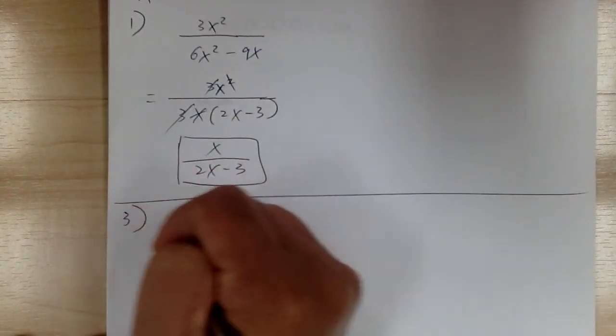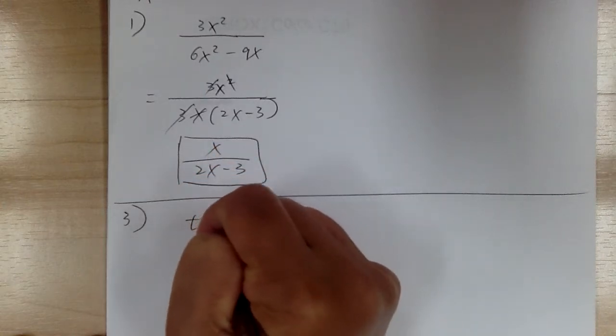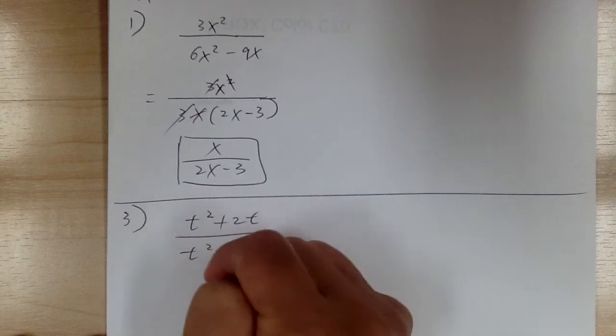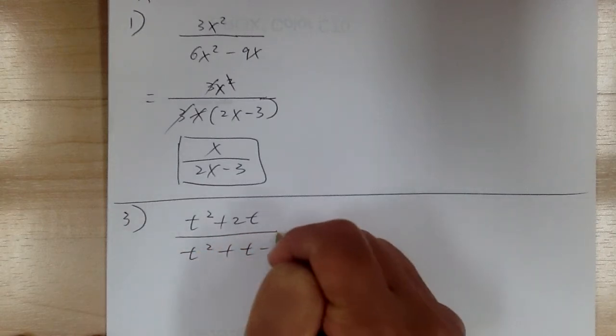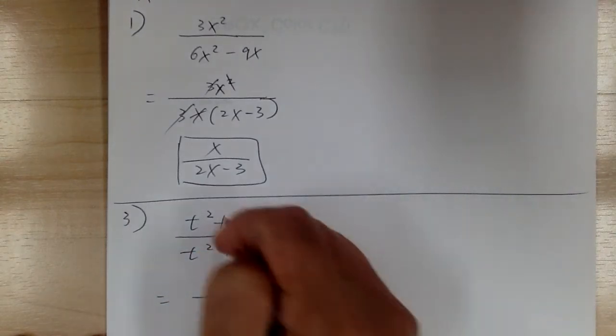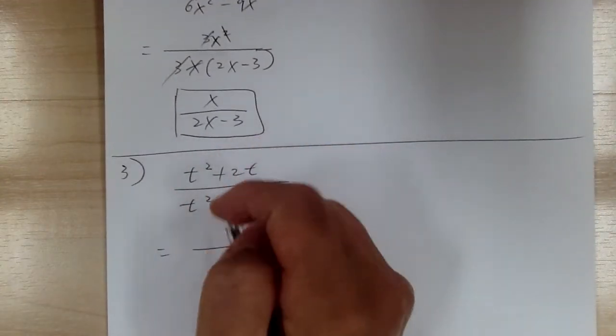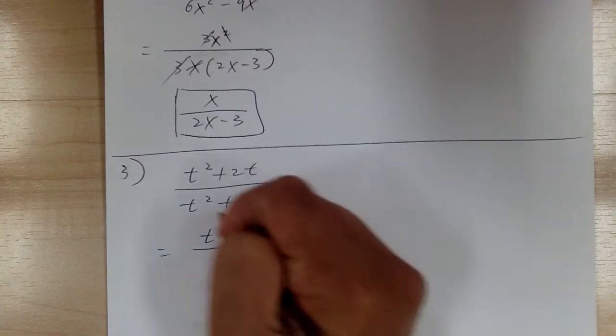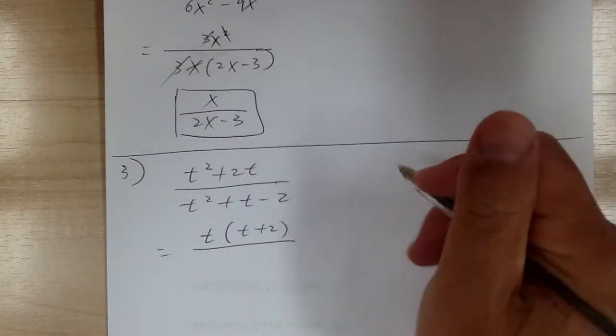Okay, let's go to number 3. You have t squared plus 2t over t squared plus t minus 2. So first go and factor everything. So on the top, step 1, common factor. So you get t plus 2. On the bottom, you go through the steps. So step 1, 2, 3, 4.